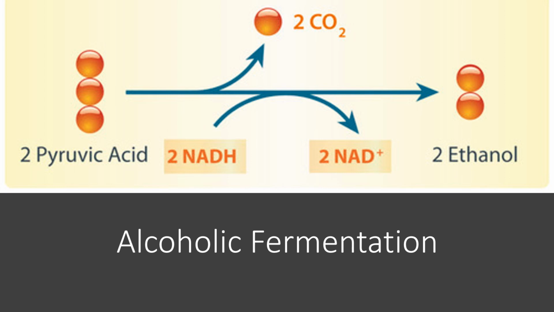In alcoholic fermentation, pyruvic acid changes to alcohol and carbon dioxide. This is shown in the figure. NAD plus also forms from NADH, allowing glycolysis to continue to make more ATP. This type of fermentation is carried out by yeasts and some bacteria. It is used to make bread, wine, and biofuels.